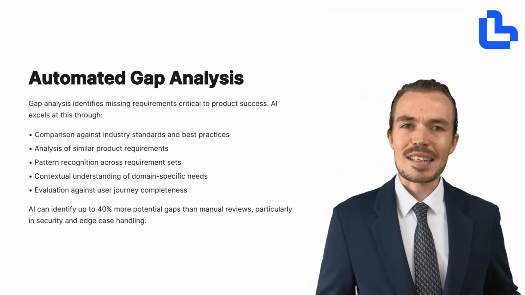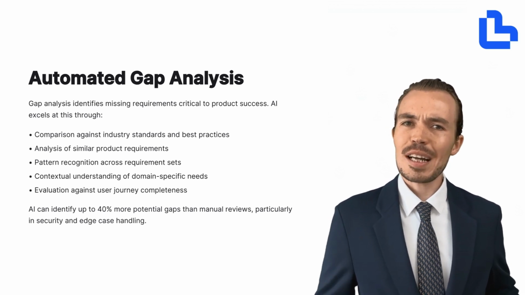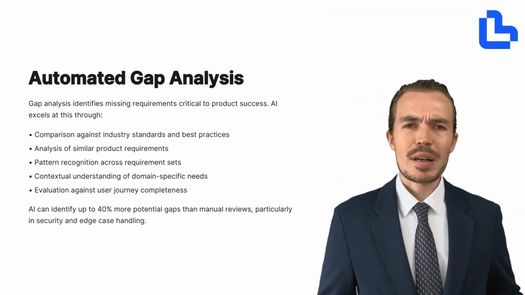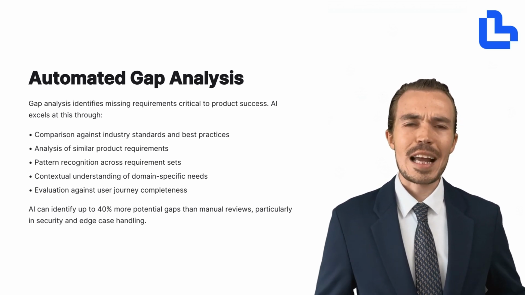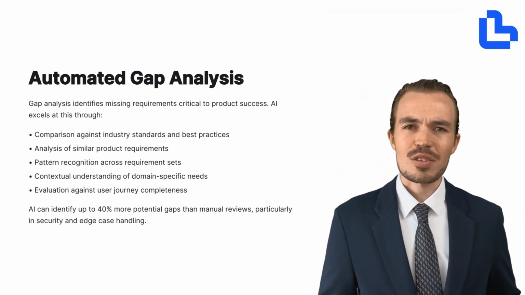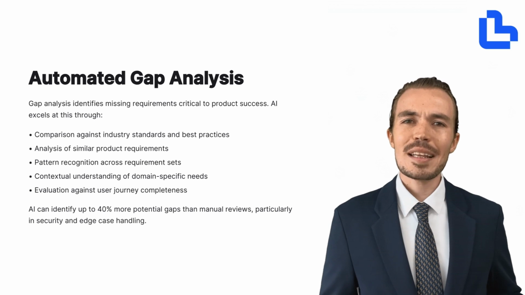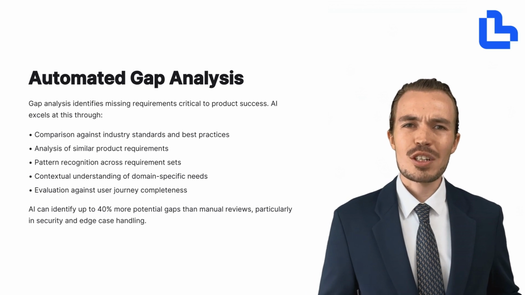This process helps identify missing requirements, those critical elements that, if overlooked, could jeopardize the success of the product. Traditionally, gap analysis has relied heavily on manual reviews, which are time consuming and prone to human oversight. AI changes that. AI excels at gap analysis by comparing your requirements against industry standards and best practices. It can also analyze similar products to identify common features or constraints that may be missing from your current set. Through advanced pattern recognition, AI can detect inconsistencies or omissions that might not be obvious to a human reviewer.